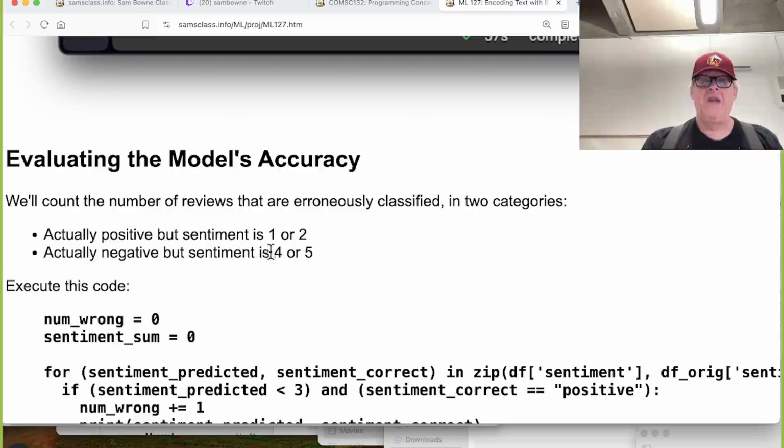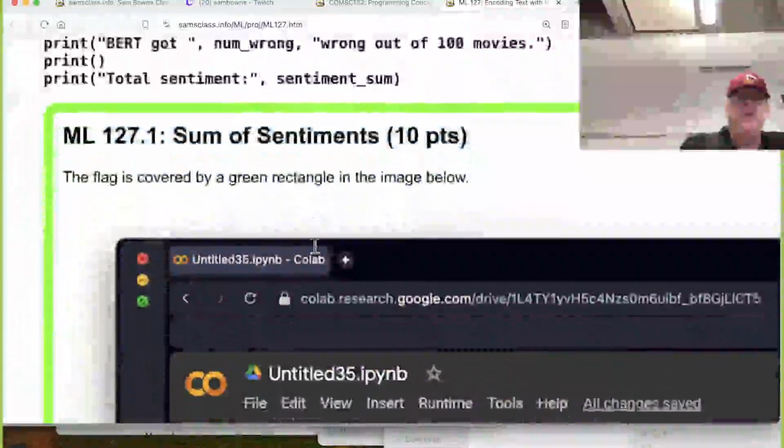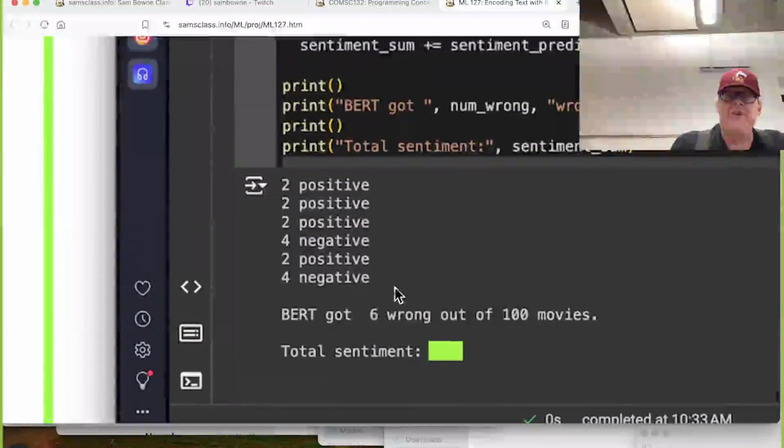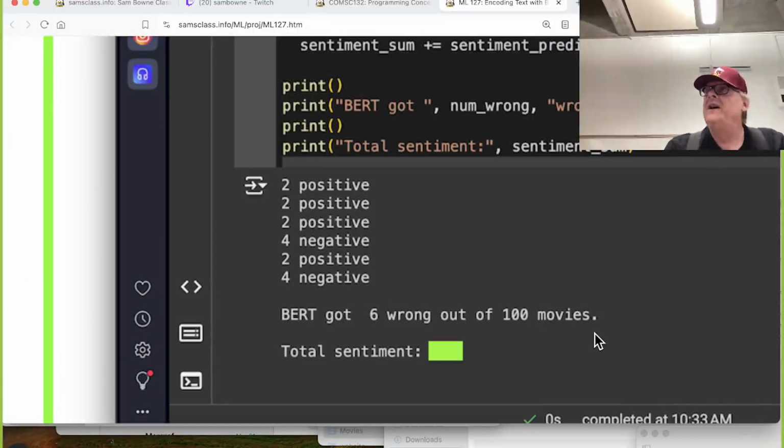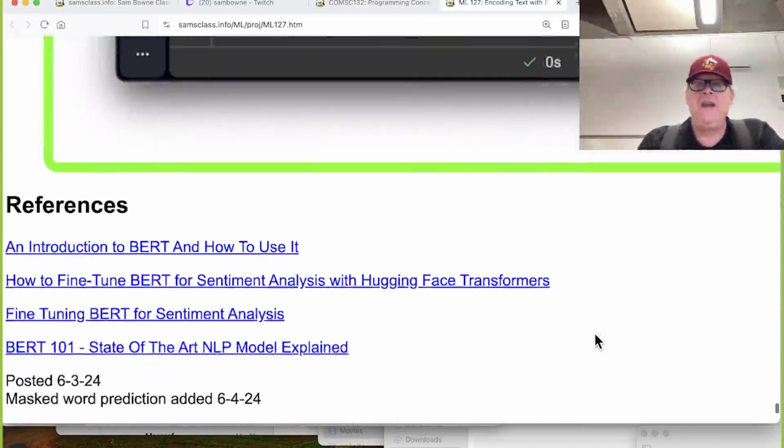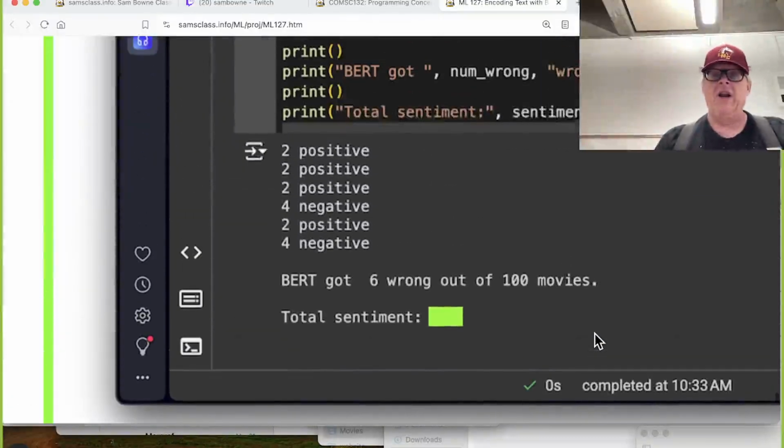So we're going to say if the sentiment is 1 or 2, which is 1 or 2 stars, that's bad. And so if it calls it positive, that's an error. If it calls it bad, but the sentiment is 4 or 5, then that's a flaw too. If the sentiment is 3, I'm not going to count either result as wrong because 3 stars is the middle. So that's the game. So now I can predict how many are going to be wrong. And so you see it got 6 wrong out of 100 movies. So it's pretty successful at determining the sentiment of a block of text. All right, and that's all I wanted to show you today for this BERT one.